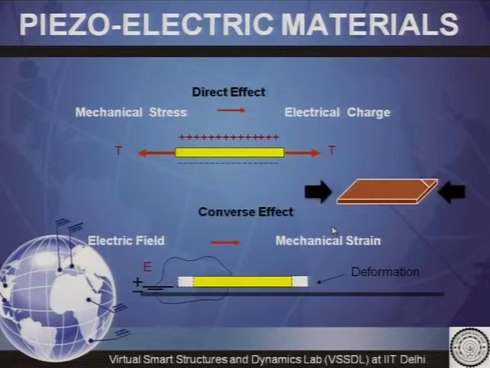The other effect is the converse effect. In this effect, when the electrical field is applied on piezoelectric materials, they produce mechanical strain. In this figure you can see when an electrical field is applied across this piezoelectric material, it is getting elongated.